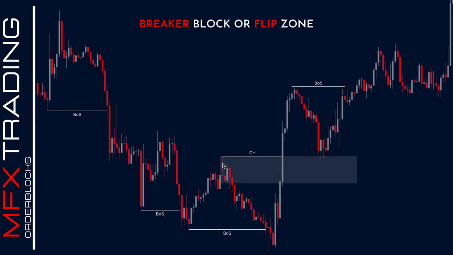The change of character is basically a breaker block or a flip zone. And as you can see, this was basically a magnetic candlestick. So what we tend to do is we use this zone as our demand zone in this case. And we look to trade from here with confirmation again.